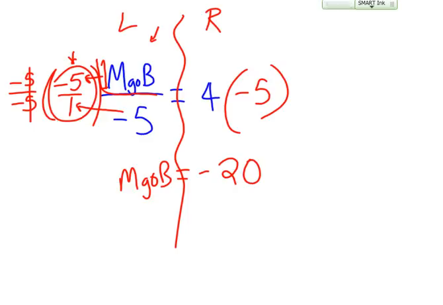And again, like I was saying before, we have to check our work. So we go back. Whoop, I dropped my marker. And we plug it in.